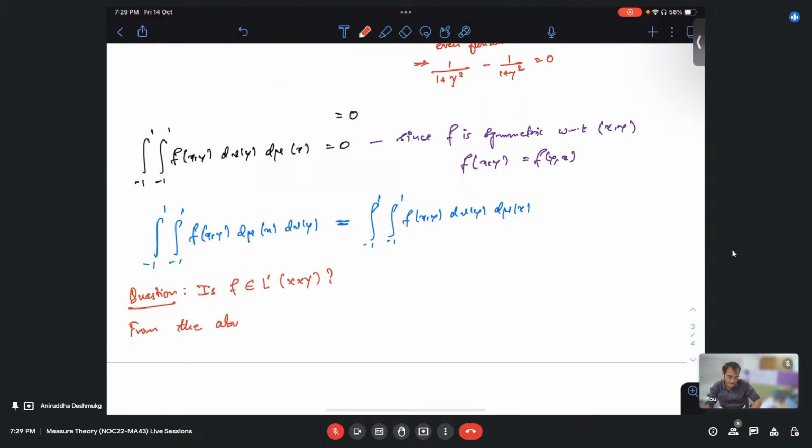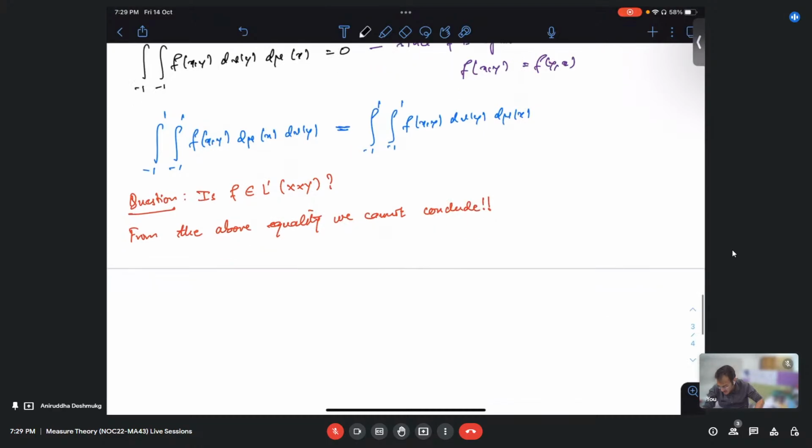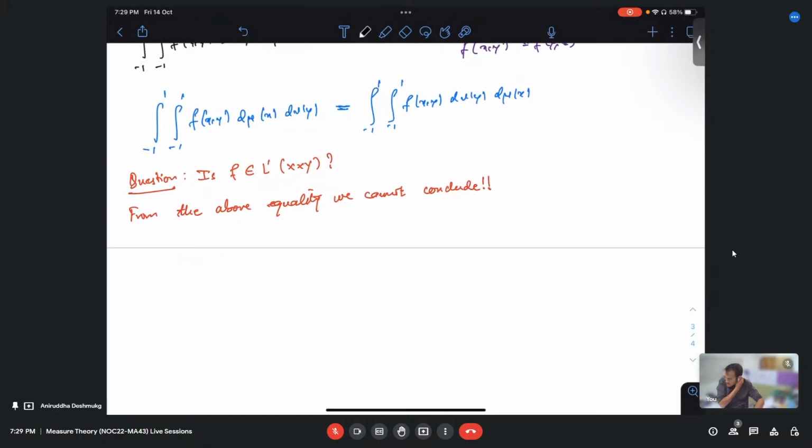From the above equality, we cannot conclude. And that is because f is not non-negative, so we cannot say anything about it. So let us try to see whether we have this thing inside L1. To do this, let us look at the integral from -1 to 1, -1 to 1, of mod of f(x,y), dμx dμy.